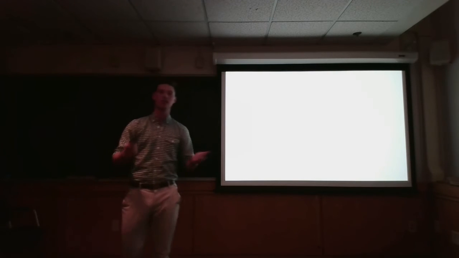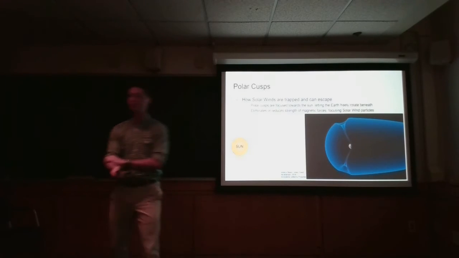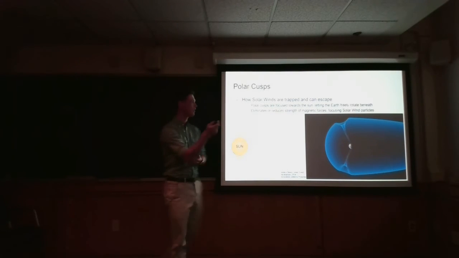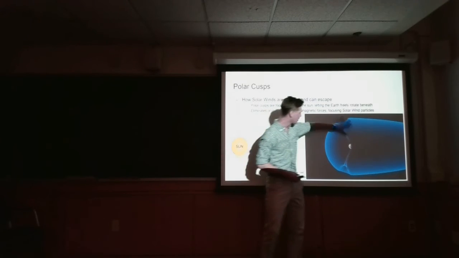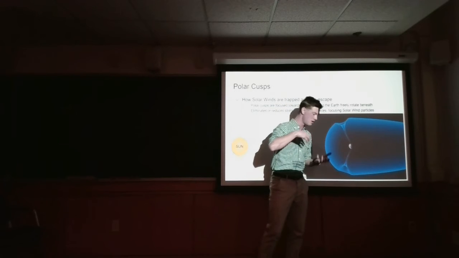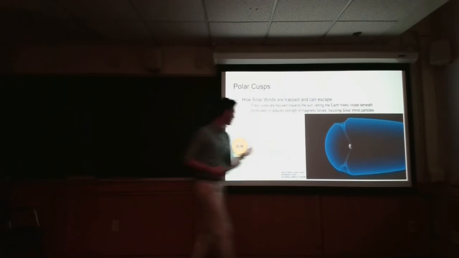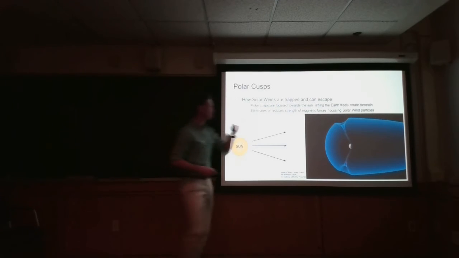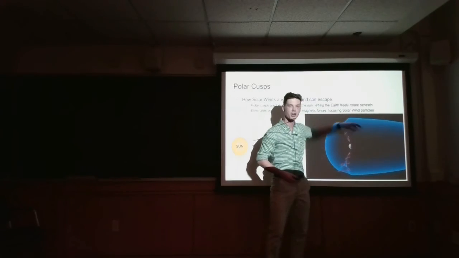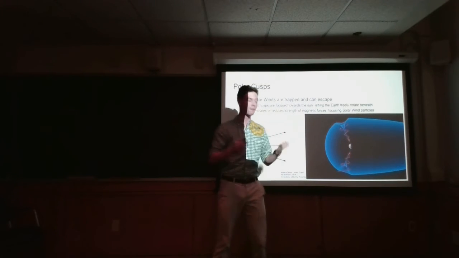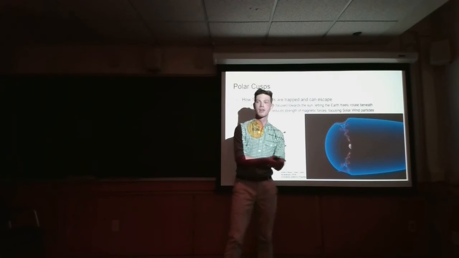And this can be explained with the introduction of polar cusps. These polar cusps are actually very similar to what you were talking about, Sarah, what you had asked earlier. These are essentially funnels, channels in which solar wind particles can be brought down to the Earth's surface. So you have the sun emitting its solar winds, and once they reach this polar cusp, they can find themselves trapped within that magnetic field and brought down to the Earth's surface.